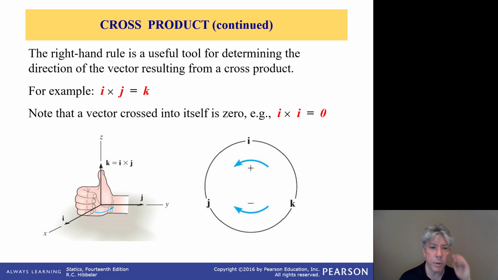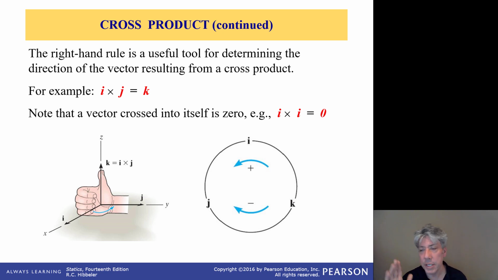Now let's try some of the others. We've played with i and j. What about taking k and i? If we point our fingers in the direction of k, so straight up, turn our fingers through the smallest angle to get to i, what happens? Well, let's see. Our thumb points in the direction of j, doesn't it? So what we just discovered is k cross i is j.